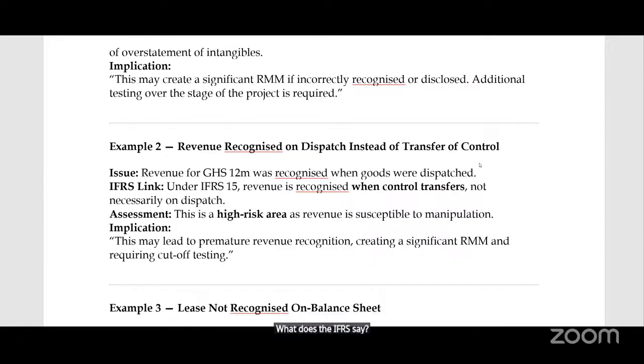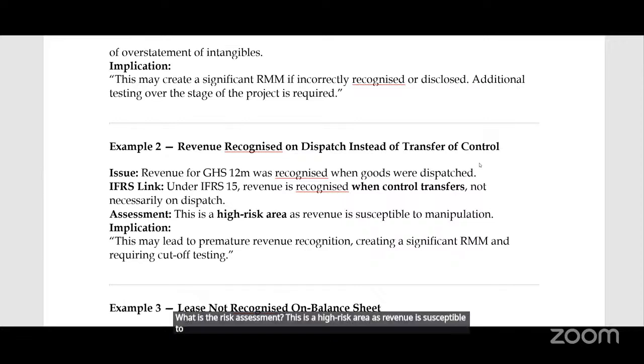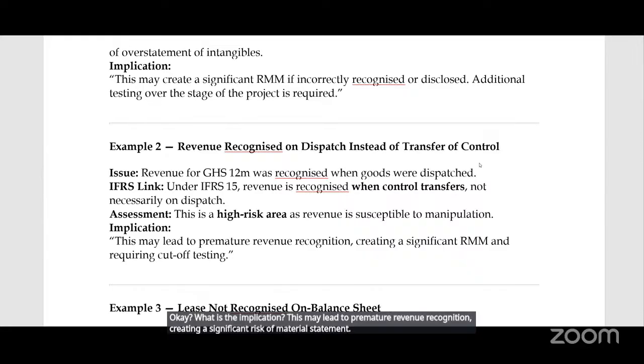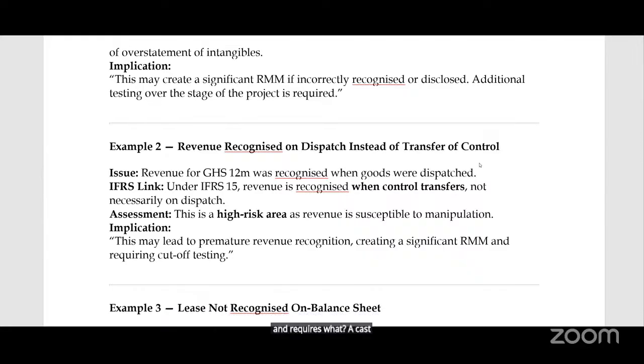Revenue is recognized when control transferred, not necessarily on dispatch. What is the risk assessment? This is a high risk area as revenue is susceptible to manipulation. Okay. What is the implication? This may lead to premature revenue recognition, creating a significant risk of material misstatement and requires what? A cut-off testing. You see how this was.